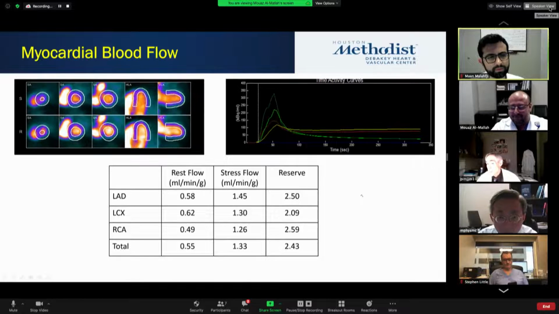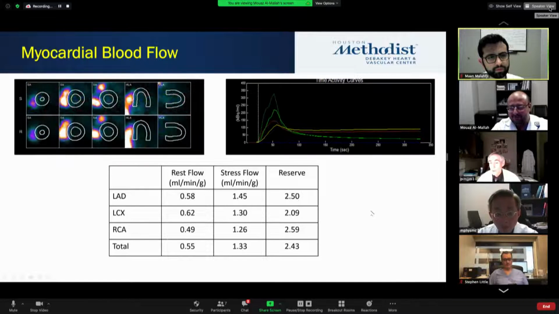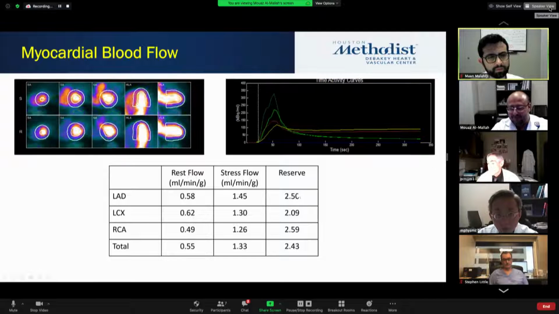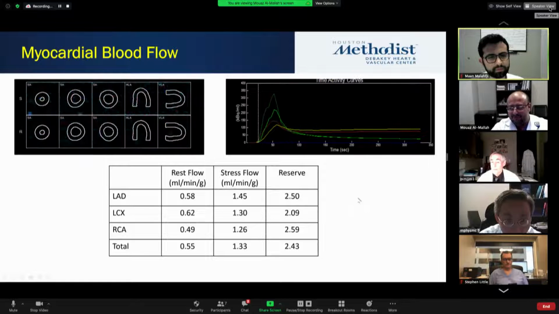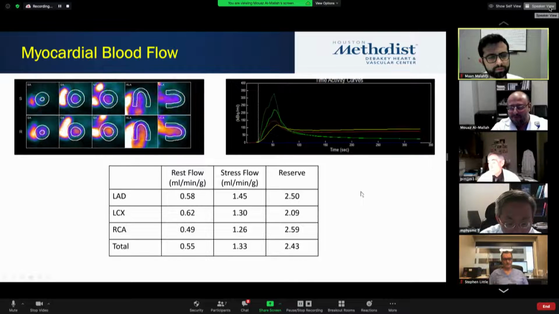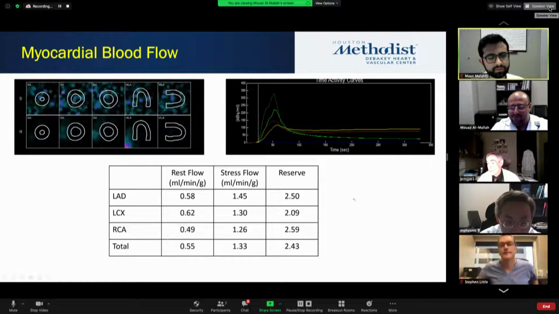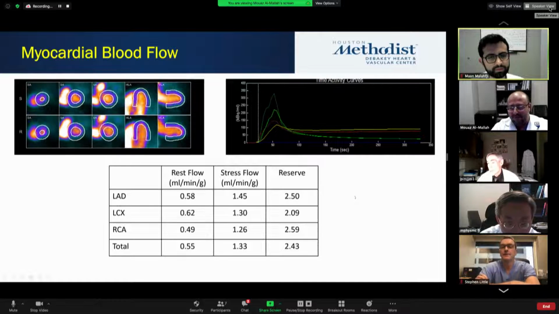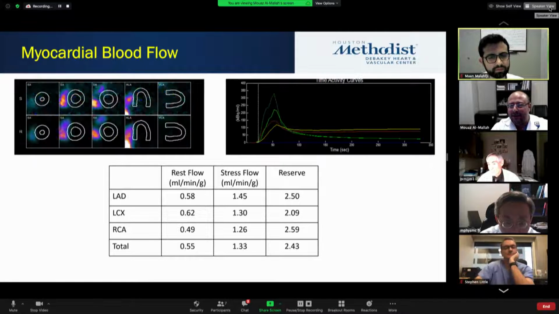And the other important aspect of this, I was able to look at the flow reserve in each of the vascular beds and make sure that the LAD territory not only had what appeared to be normal looking perfusion on the perfusion images, but also had normal coronary flow reserve in terms of augmentation of flow during regadenoson stress. So based on this scan, I now feel very reassured that her symptoms are extremely atypical and that this is non-anginal chest pain.